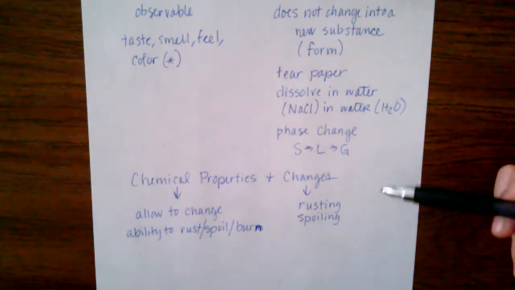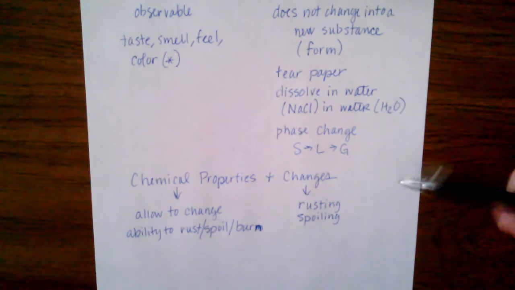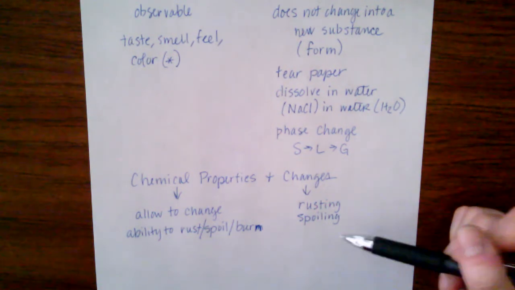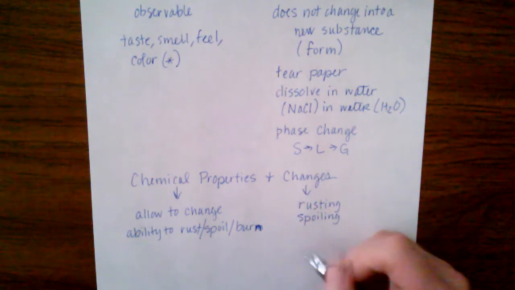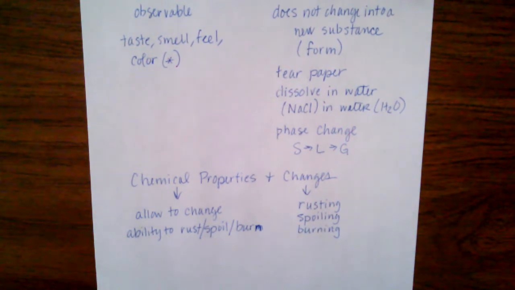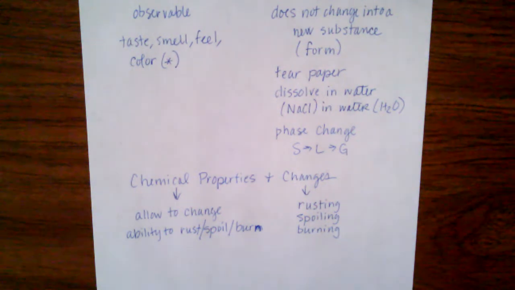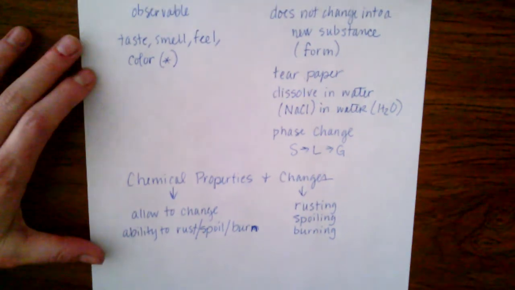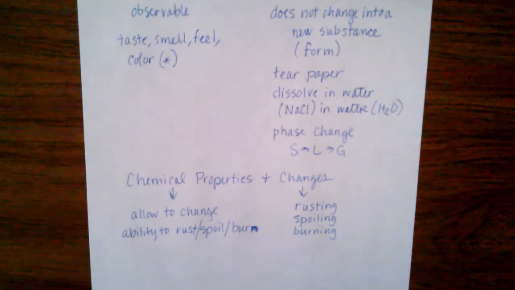Chemical changes, you can't get it back. So that would be like something rusting. It's eventually going to rust away and there's not going to be any metal there. Spoiling milk, burning stuff. Like if you burn paper, then it's not paper anymore. It changed into a different substance. Okay, so that is it for those.